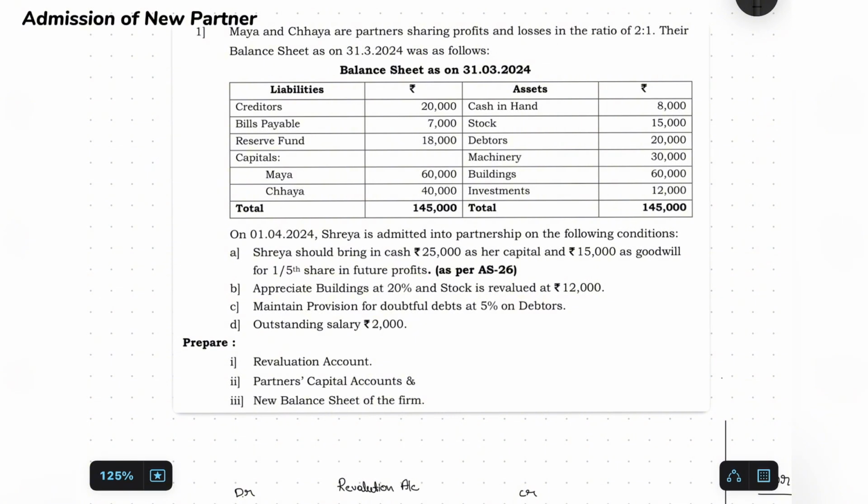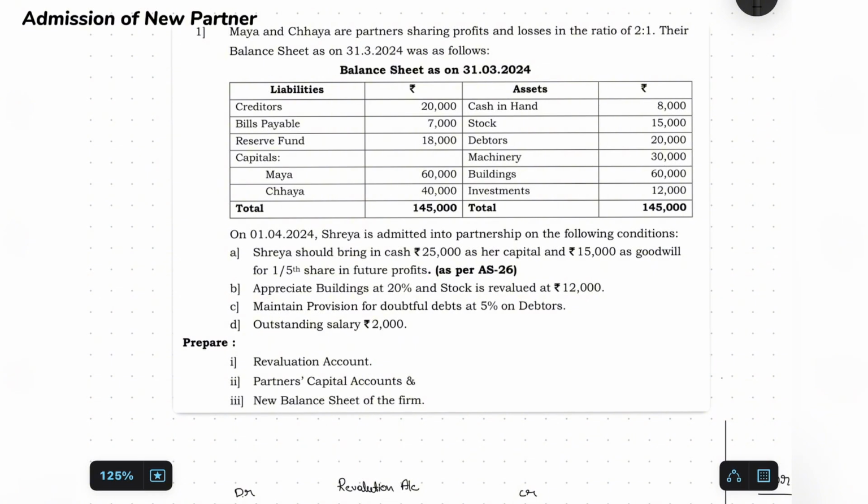Here Maya and Chaya are partners sharing profit and losses in the ratio of 2:1. Their balance sheet as on 31st March 2024 is given below. The balance sheet is given, and there are liabilities and assets. Liabilities we have so and so items along with the capitals of Maya and Chaya, and assets we have so and so items, and the total of the balance sheet is 1,45,000.